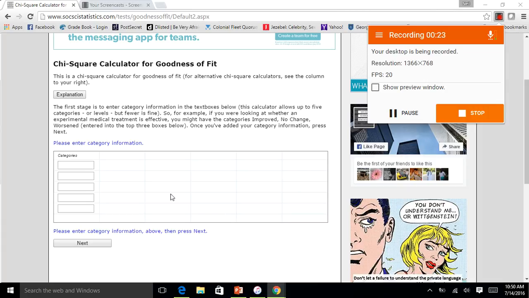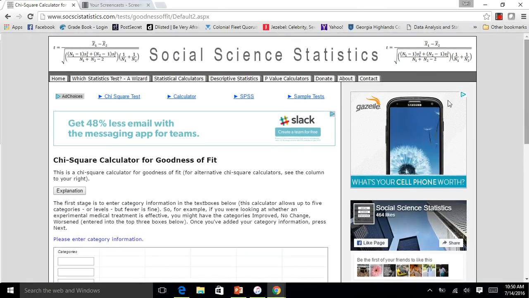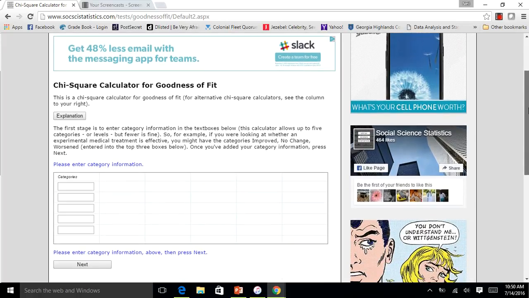Sorry about that. So when you put the website in, it's SoxStatistix.com. I would just go ahead and copy and paste it. You might want to make it a bookmark up here. I use Google Chrome. So go ahead and it'll bring this up, the chi-squared calculator of goodness of fit. Okay, so the first step you're going to do is put in your categories.